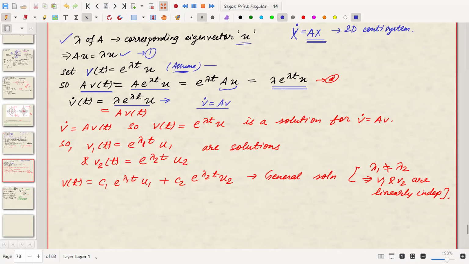That means this guy which you had assumed is a solution to this system of equations. Maybe it is a bit tricky to understand, but through the notes you can understand more clearly. See, I will tell you again. You don't know the solution, the red part, and you just substituted. You computed what V dot is and what AV is, and found that both quantities are the same. If V dot and AV are the same, what do you conclude? V dot equals AV, so V is a solution to this. Therefore V equals e to the power lambda t times U is a solution.